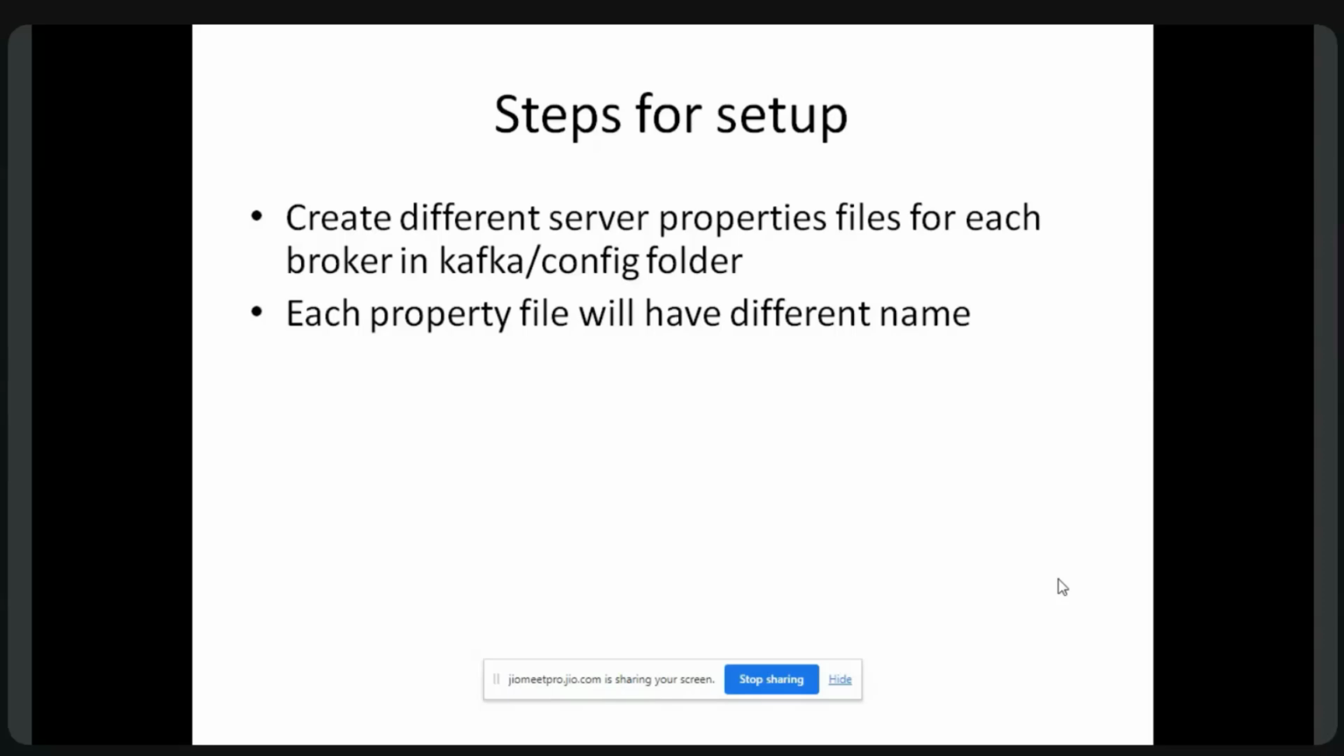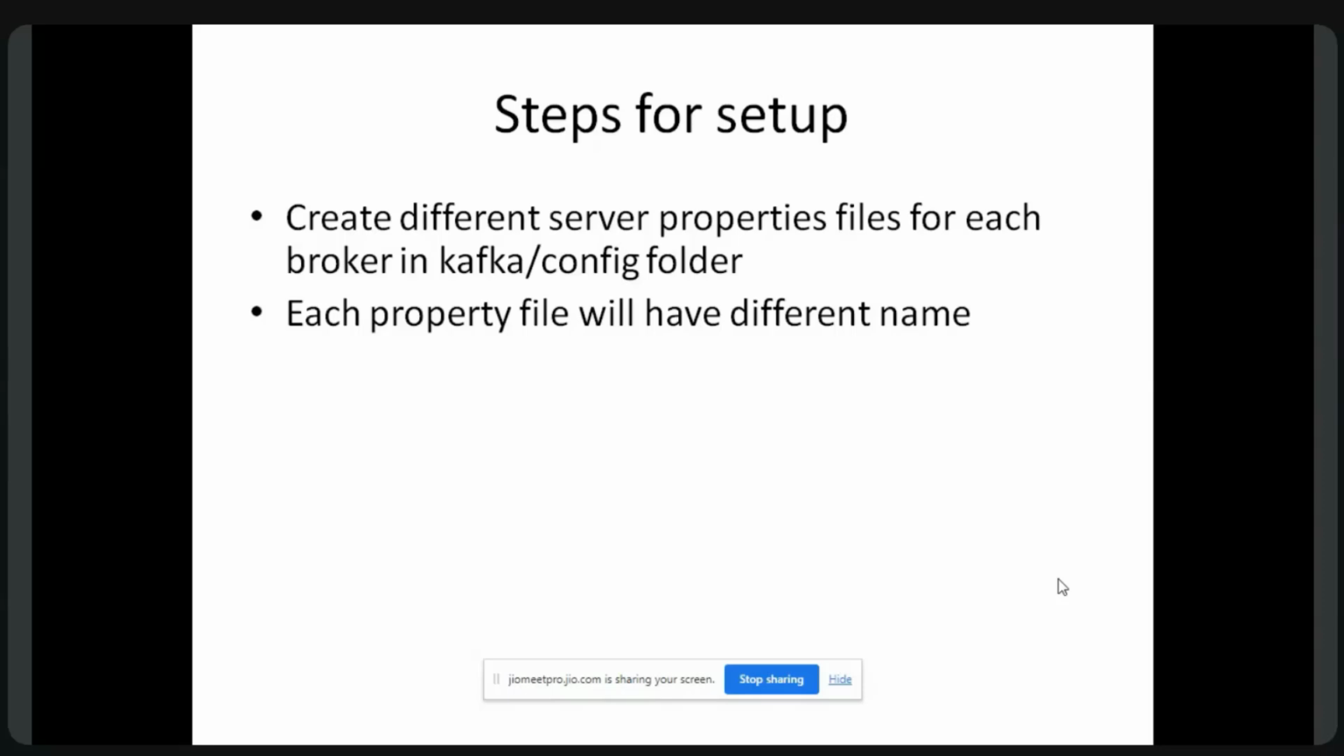Next thing is each property file will have a different name. So this is also a very obvious thing. You cannot have the same name for the file if you are creating multiple files, right? In the same folder, you cannot have multiple files with the same name. So you can give the property file any name. It's not compulsory that it should always be server.properties. If you want to give broker1.properties, that will also work. If you want to give broker2.properties, that will also work.